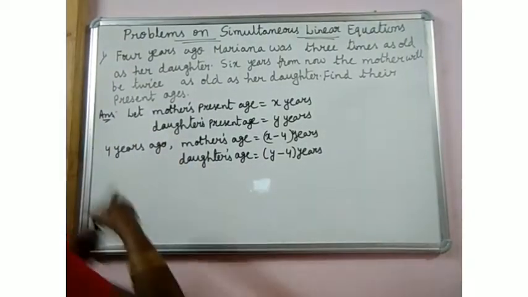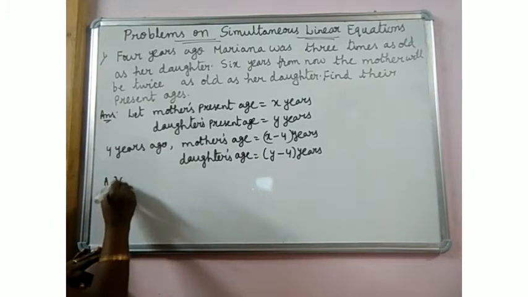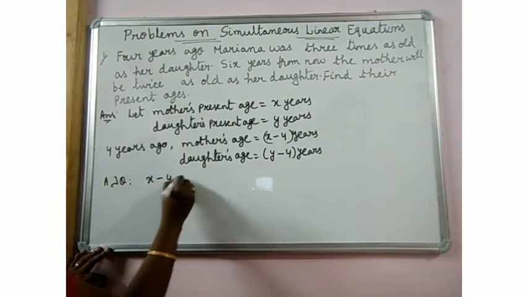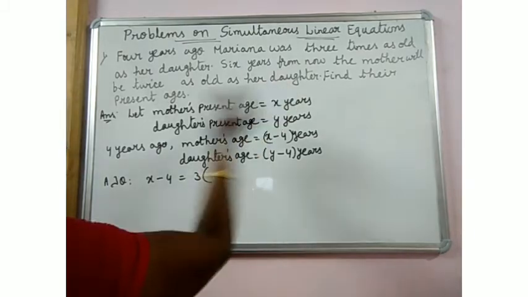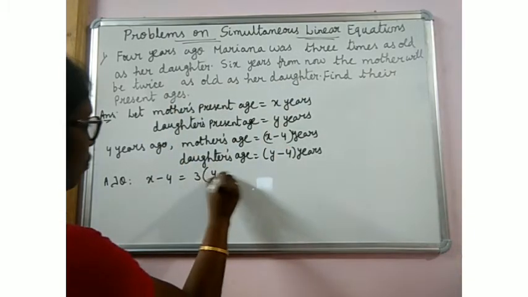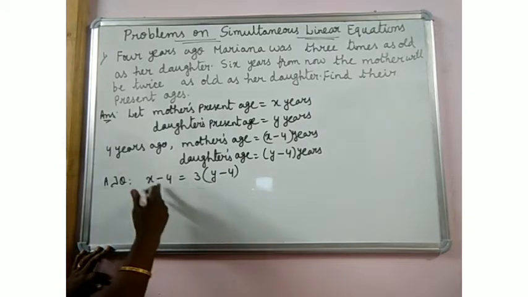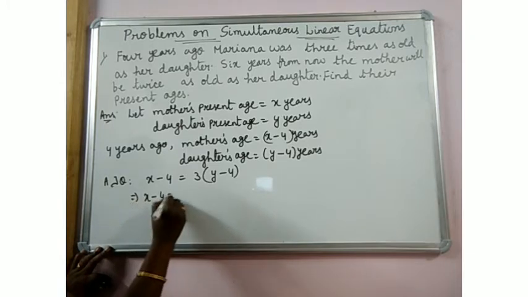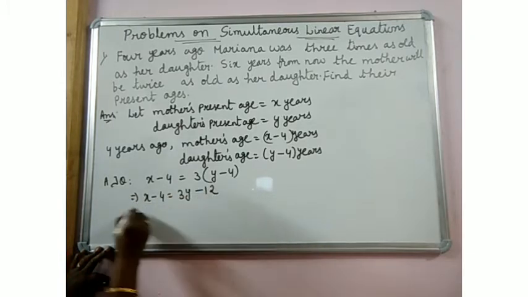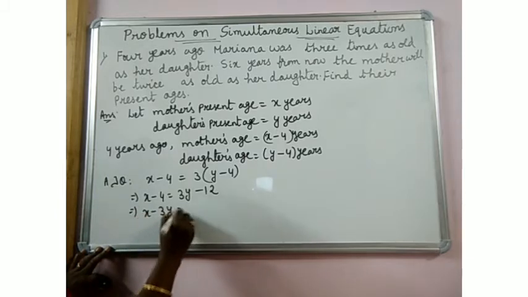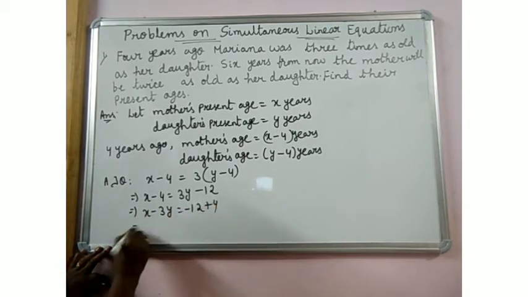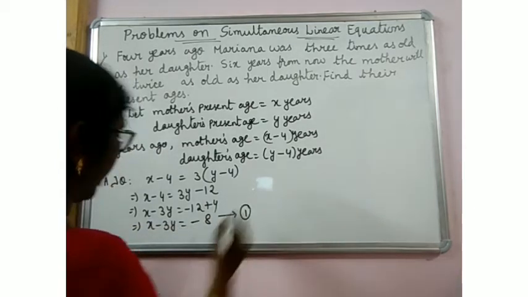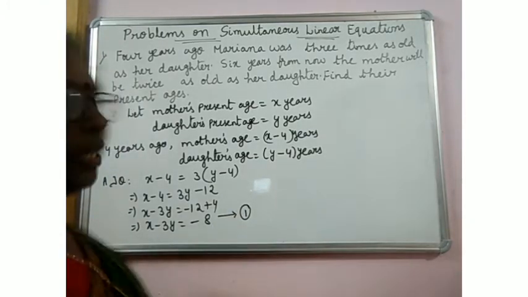As per the question, 4 years ago, Mariana, means mother, was 3 times as old as her daughter. Means 4 years ago, mother's age was 3 times of daughter's age. So X minus 4 is equal to 3 times Y minus 4, that is 3Y minus 12, or X minus 3Y is equal to minus 12 plus 4, or X minus 3Y is equal to minus 8. Let us take this as the first equation.